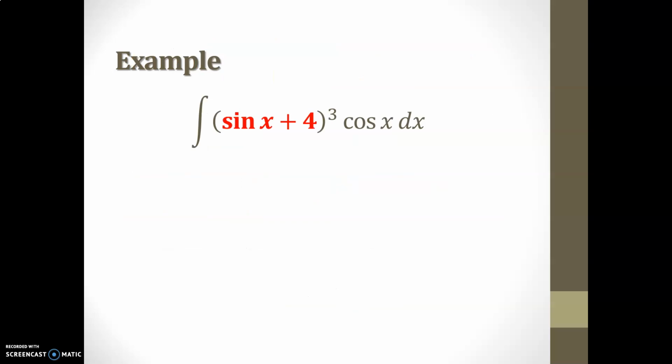For example, in the integral sine of x plus 4 cubed cos of x dx, we've highlighted in red the choice we're making for u. U is sine of x plus 4.